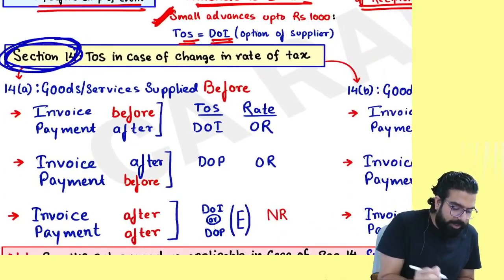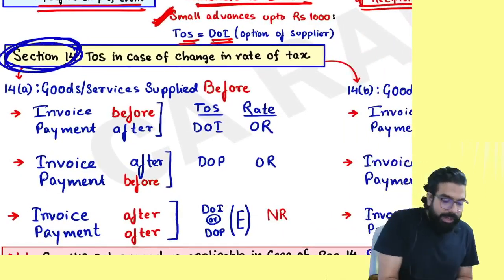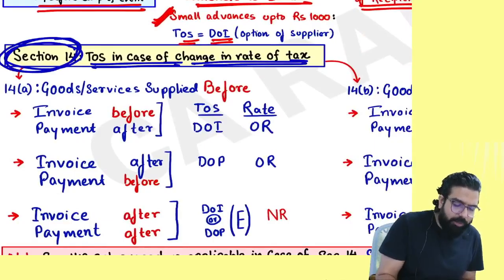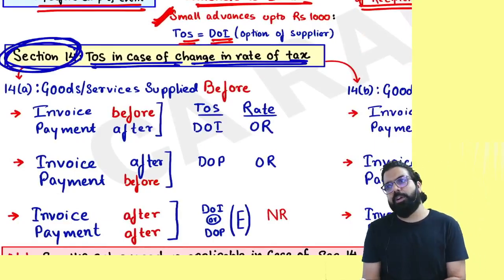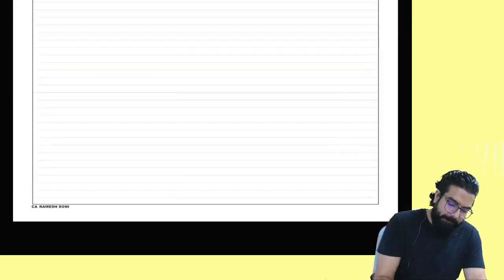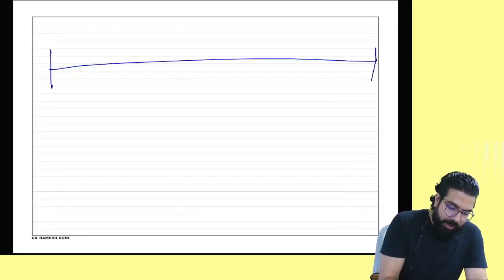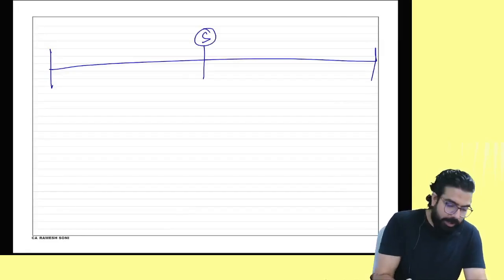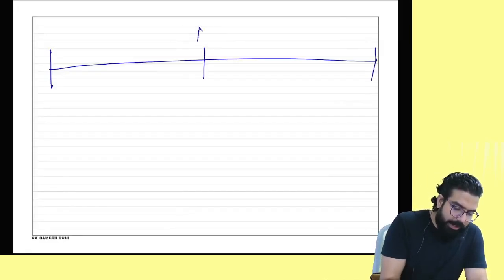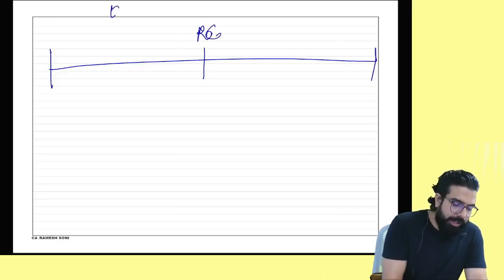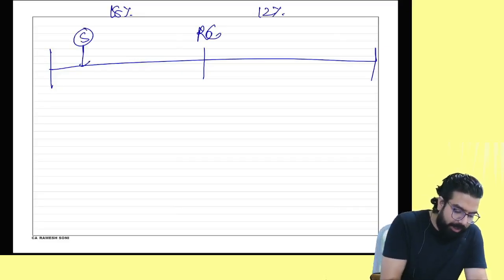Everyone over here now. Please come to section number 14. Section 14: time of supply in case of change in rate of tax. Everyone over here. For example, I did one supply. Supply done here. Earlier the rate was 18%. Now the rate change happened here and it is 12%. I did the supply over here.